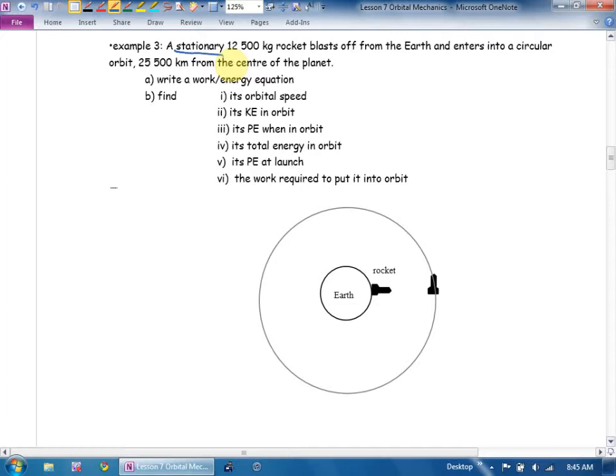It blasts off from the Earth. Can you see the difference in the way they drew the rocket ship this time? There they're telling me it's in orbit. Oh, and it says circular orbit, 25,500 kilometers from the center of the planet. So they did give me a radius. It is from the center, but instead of meters, what did they give me? So I'm going to say this. The final radius is 25,500, and to go into meters, it's times by 1,000. It's going to be 2.55 times 10 to the 1, 2, 3, 4, 5, 6, 7th meters.